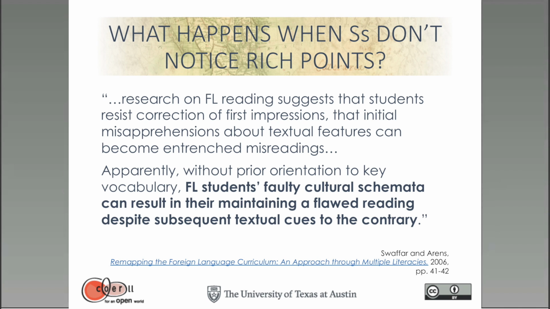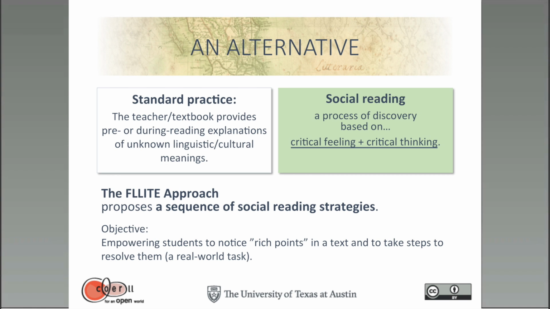So how do we deal with this? The standard practice is that the teacher or the textbook provides pre- or during-reading explanations of these unknown linguistic or cultural meanings. But social reading can scaffold a process of discovery based on critical feeling. This is a newer term that I talk about in the FLLITE approach that I've developed as a pedagogy of meaning making: critical feeling plus critical thinking. And the FLLITE approach proposes a sequence of social reading strategies in order to address this.